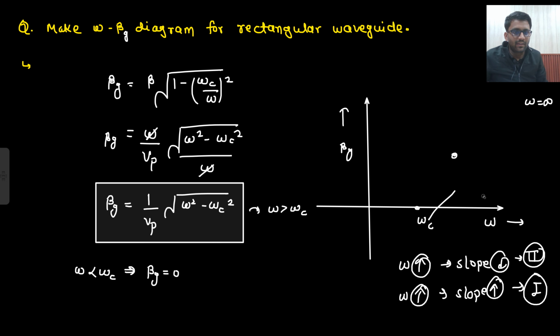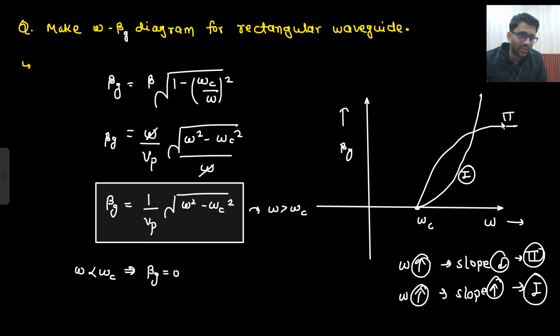Let me make it again. There were two possibilities: this was your possibility for graph 1, this was your possibility for graph 2. In graph 2, if omega value is increasing, the slope is going down, towards 0. And here the slope is going towards infinity. That means the slope is increasing only. I hope you know the meaning of slope. So here the slope is going towards 0, but here the slope is going towards infinity. So now I need to find the slope. In a graph, whenever you need to know the nature, the only thing is to find the slope.